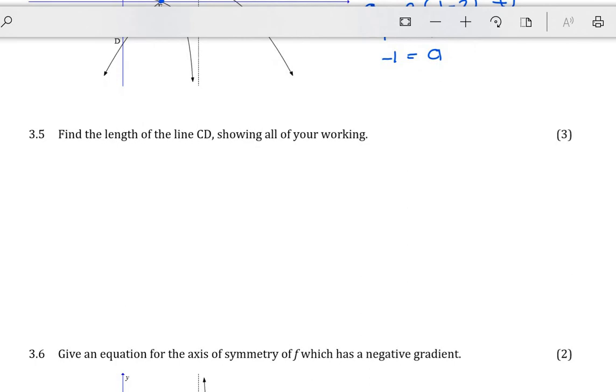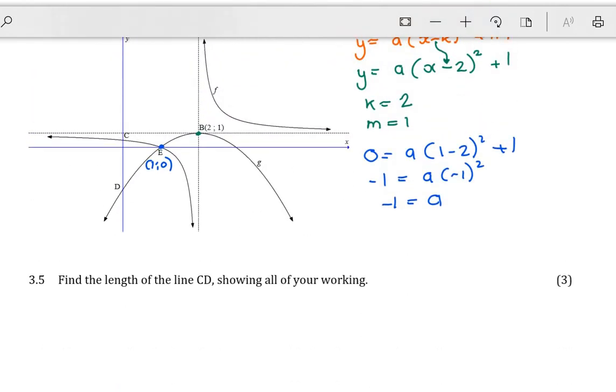Find the length of CD showing all your working. Now, I'm not too sure if you remember what C was, but C was the y-intercept of the hyperbola, and D was the y-intercept of the parabola. Just to note that CD means a vertical distance. We did quite a lot of vertical distance questions in the parabola and straight line questions, and vertical distance is always equal to top y minus bottom y.